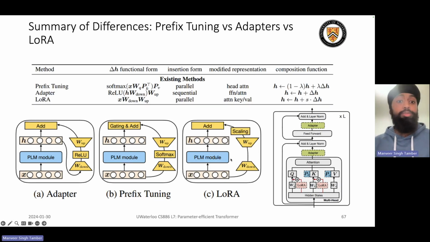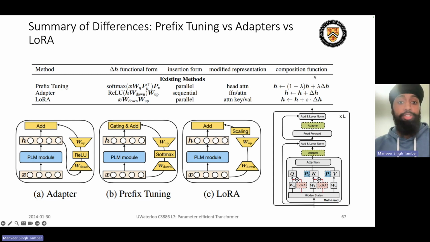But now to summarize the differences between prefix tuning, adapters, and LoRA, which is also similar and relevant, first let's look at the insertion forms. As we just mentioned, adapters are sequential, but prefix tuning and even LoRA is parallel. And so you can see that in this graphic for LoRA. As for what representations they modify, adapters can modify both the feed-forward network part and the attention, whereas prefix tuning can only modify the head attention, and LoRA can only modify the keys and the values in attention. So LoRA, again, in the transformer block, modifies here the weights matrix for queries and the weights matrix for keys.